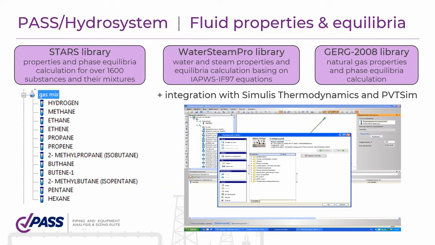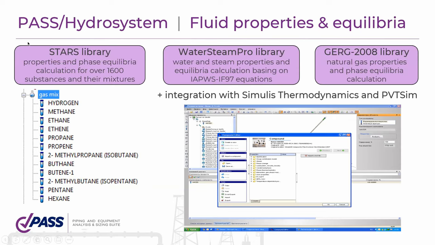In HYDROSYSTEM, we have several different libraries. First of all, it's a library called WaterSTEM Pro. It's a special library that allows calculation of water and steam properties and equilibrium calculation, based on the famous IAPWS IF97 equations. Also, we have a special library called GERG 2008 for natural gas properties and phase equilibrium calculation, which allows you to calculate natural gas of any content, any composition.